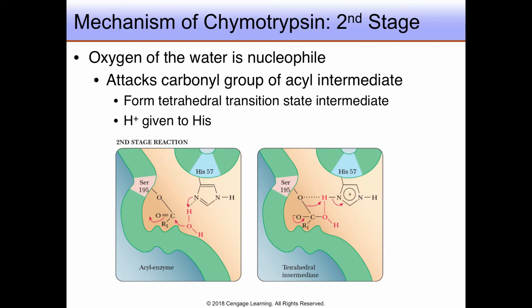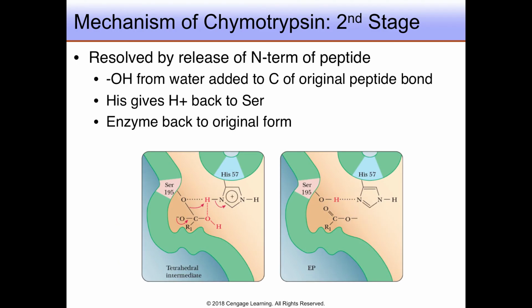The second stage of the mechanism is essentially a repeat of the first stage: proton extraction, followed by nucleophilic attack, followed by proton donation. In the figure below, we can see that a water molecule enters the active site and provides the nucleophile that attacks the carbonyl carbon of our acyl enzyme intermediate. Histidine plays its part again by extracting a proton from the water and thereby enhancing the attack of the O atom in the water. Note that we again have a tetrahedral transition state intermediate.